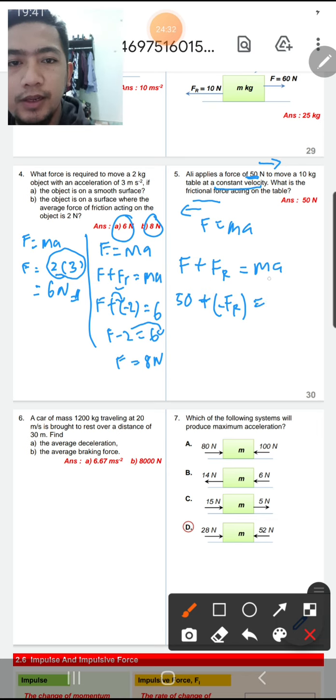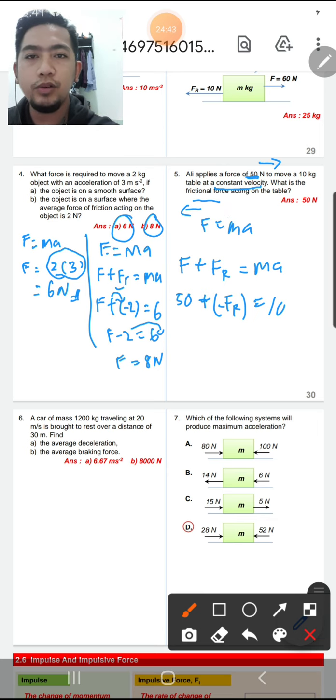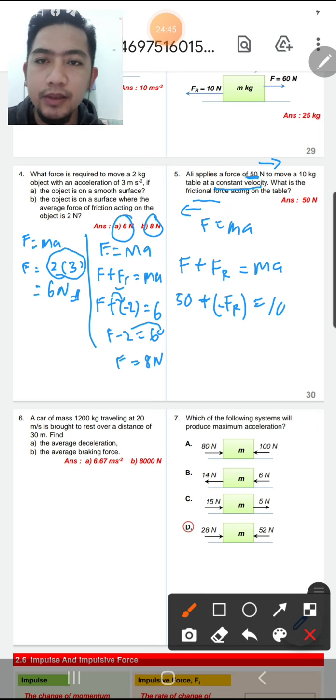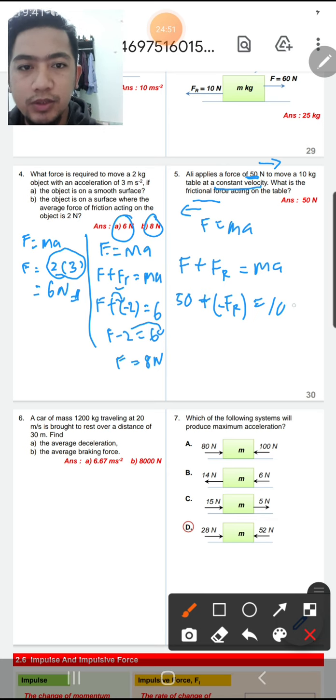So M is 10. So what is the value of A? So the question stated here constant velocity. So when you refer to the notes above, constant velocity means A equal to 0. Okay, there is no acceleration.